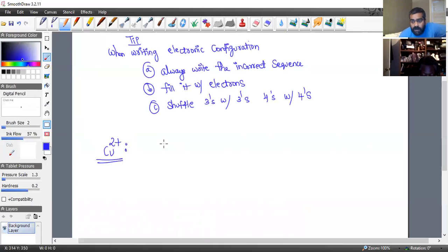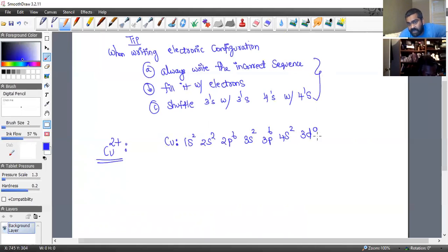I think only two or three people got this right on the homework. Copper 2+. First, write for copper. You don't write for Cu2+ first, unless you're really comfortable. I'm not discouraging any of you from going forward. But if you are going to make a mistake out of going straight to the positive, then you might as well take a step back. So this is what your incorrect sequence would look like.